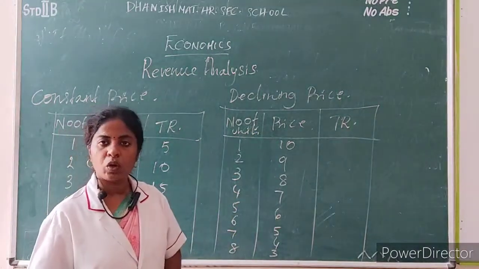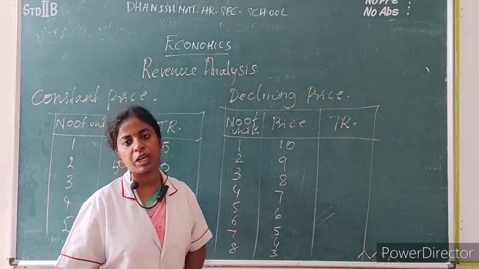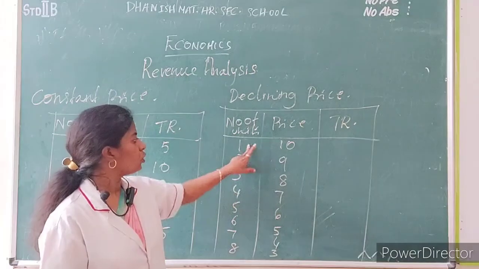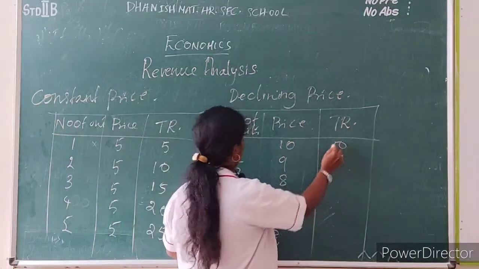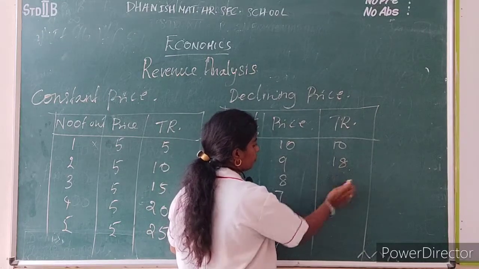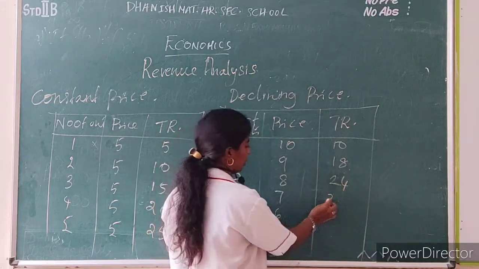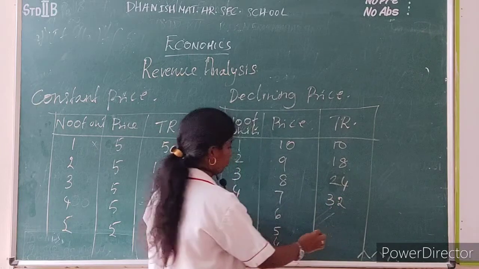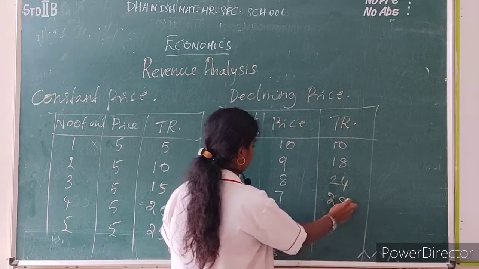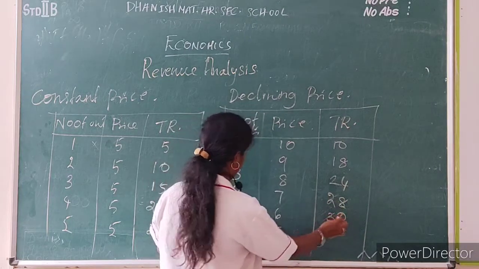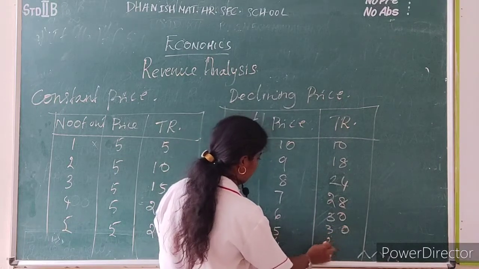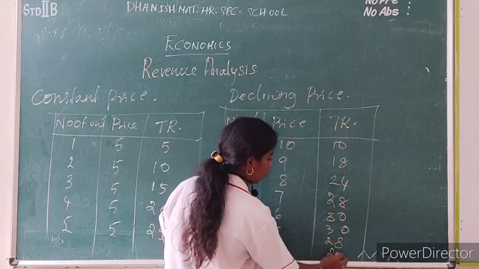So now what will be the total revenue? Total revenue means price multiplied by quantity, and we will get the total revenue. So 1 tens are 10, then 2 nines are 18, then 3 8s are 24, then 28, then 30, then 30, 7 4s are again 28, then 24.